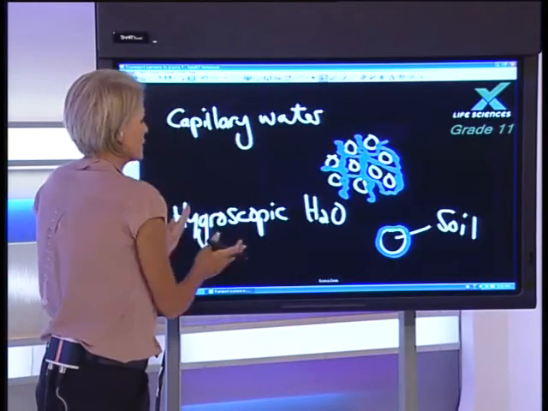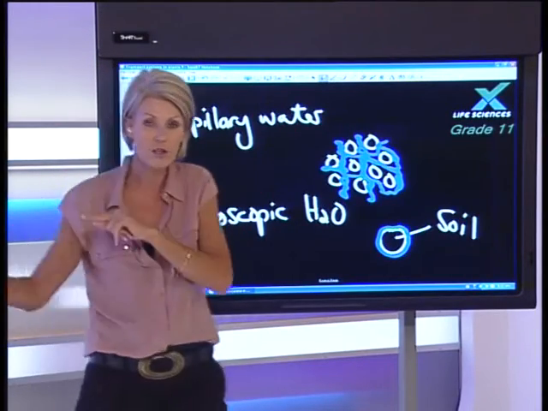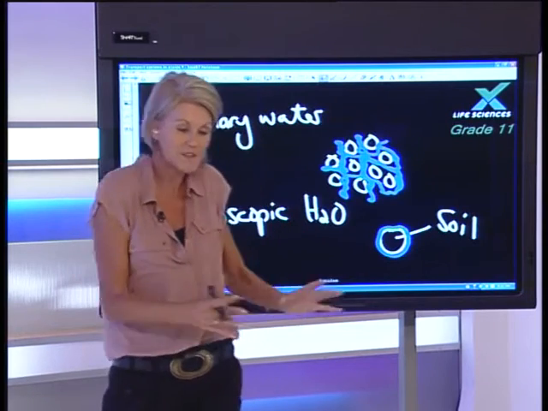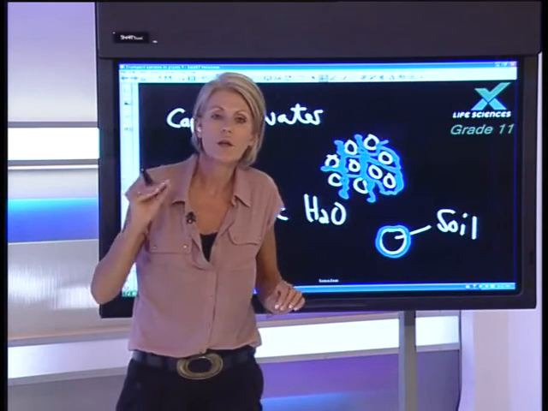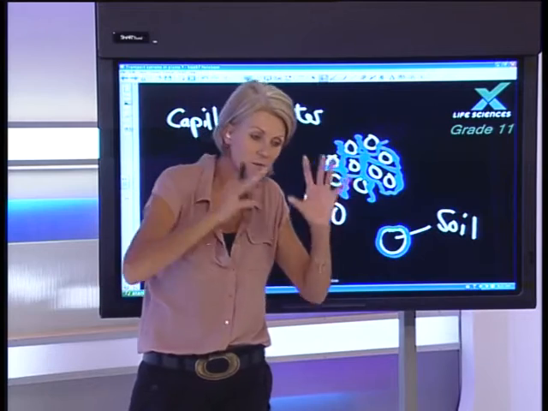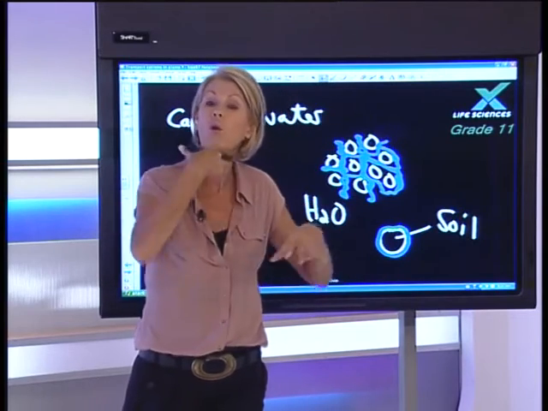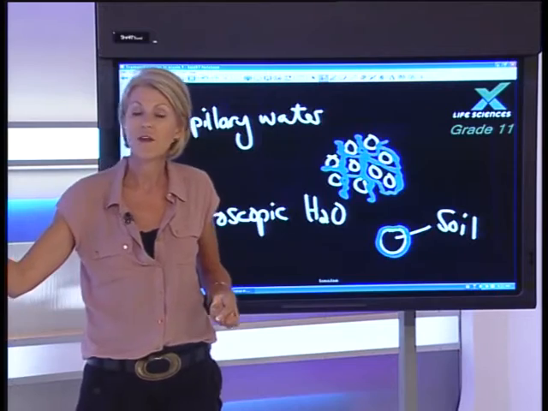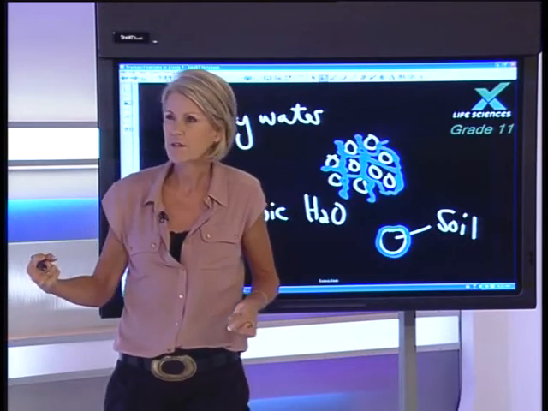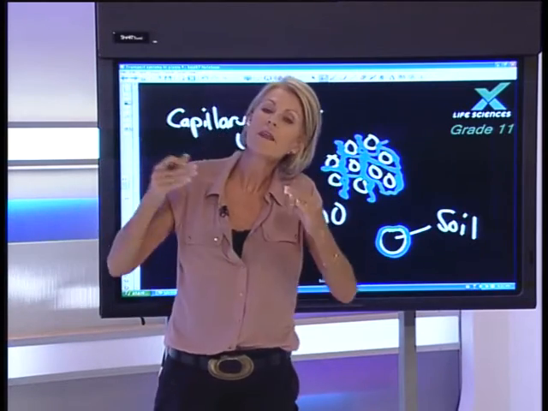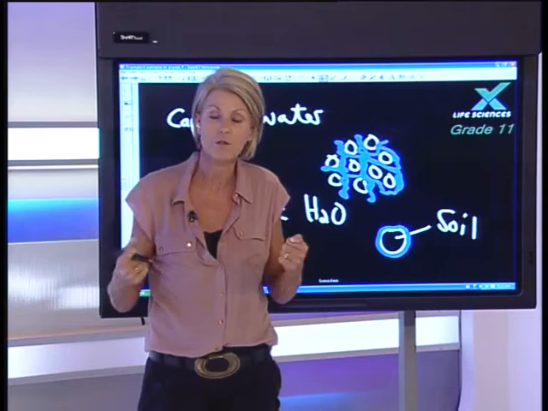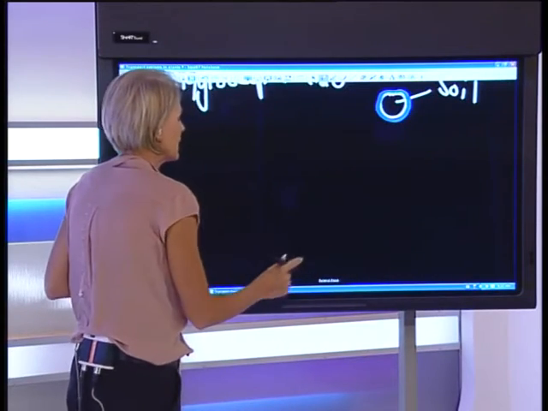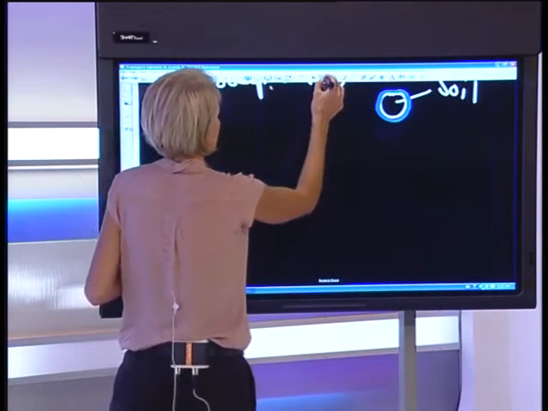Okay, so those are the two types of water. Now, our question was, how do you get this water that sort of sits in the soil? Water can only ever move from the soil, where there is more water, to the root, where there is less water. And you're going to say to me, hold on. How can there ever be less water in the root? Because remember, the water is consistently leaving a leaf.